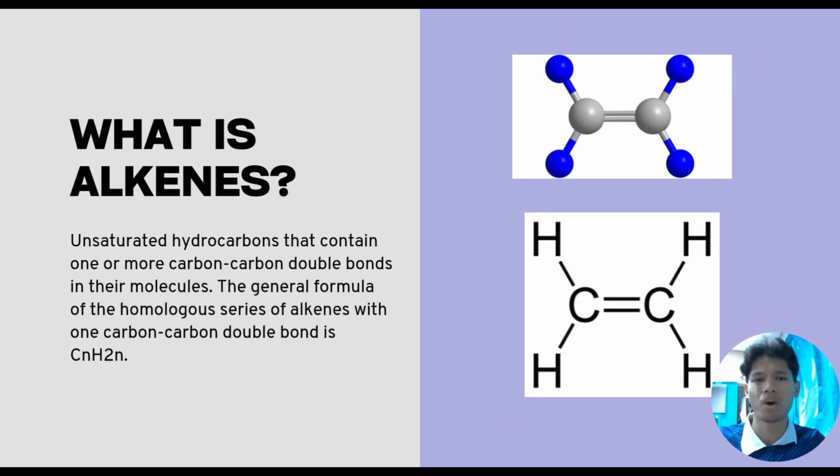So, the first thing, what are alkenes? Alkenes are unsaturated hydrocarbons, different from alkanes which are saturated, that contain one or more carbon-carbon double bonds in their molecules. The general formula of the homologous series of alkenes with one carbon-carbon double bond is CnH2n. We provide a picture that shows the structural formula of alkenes.